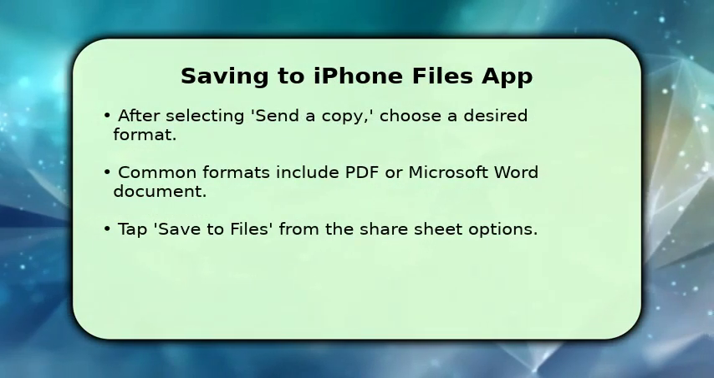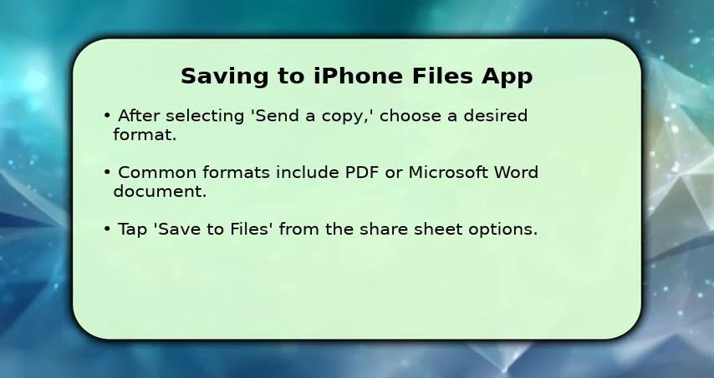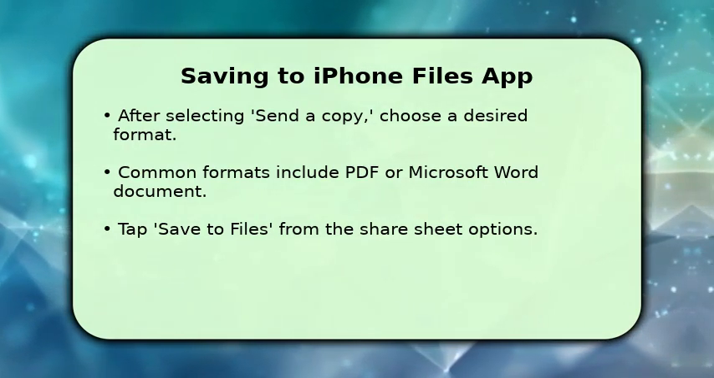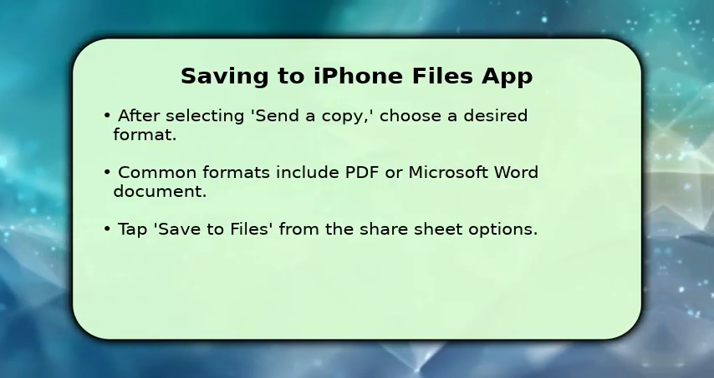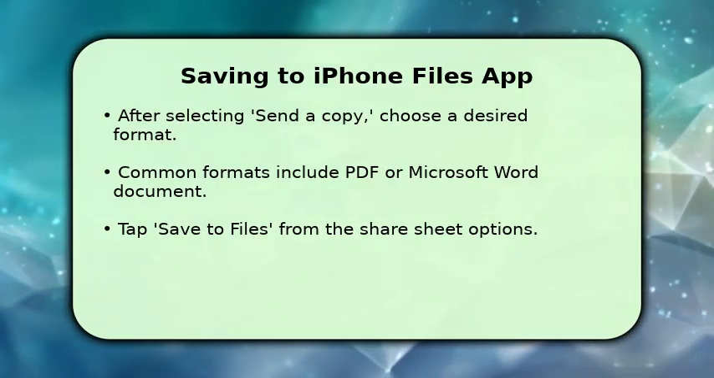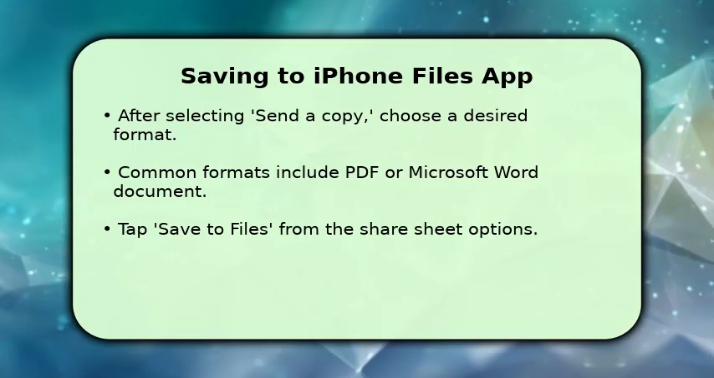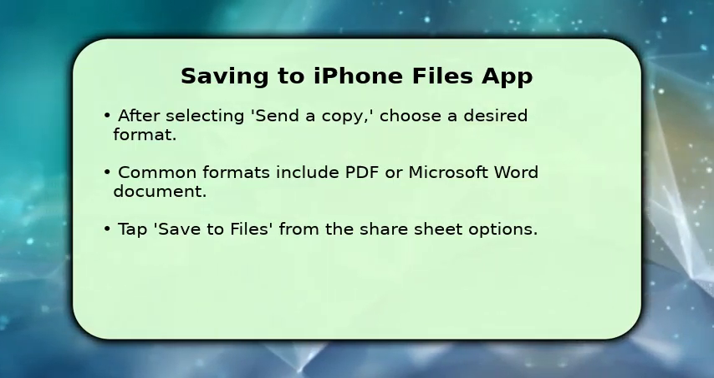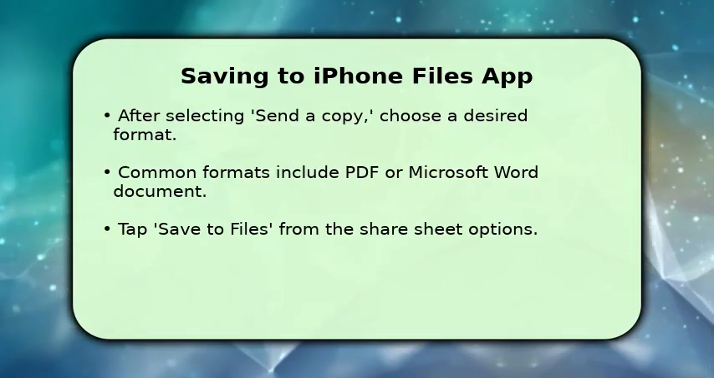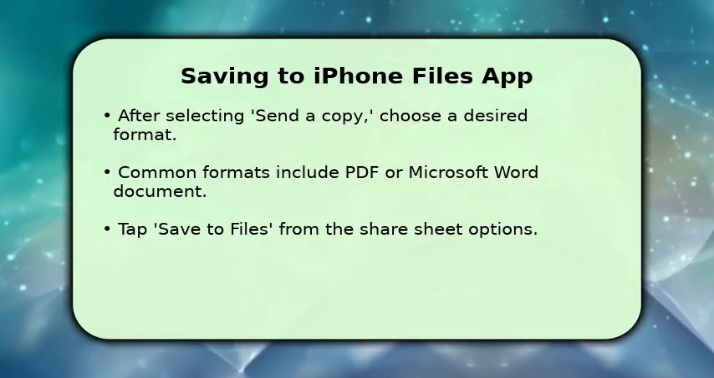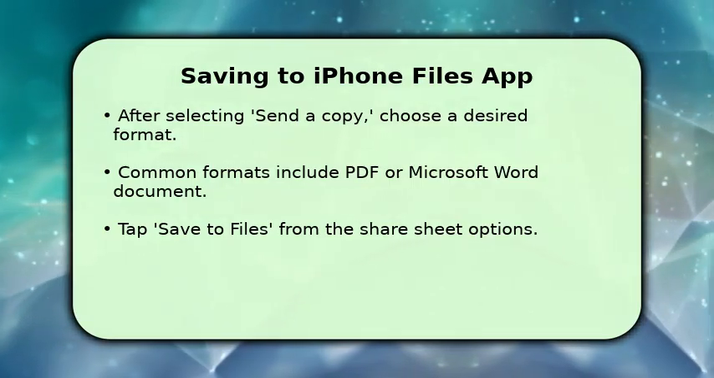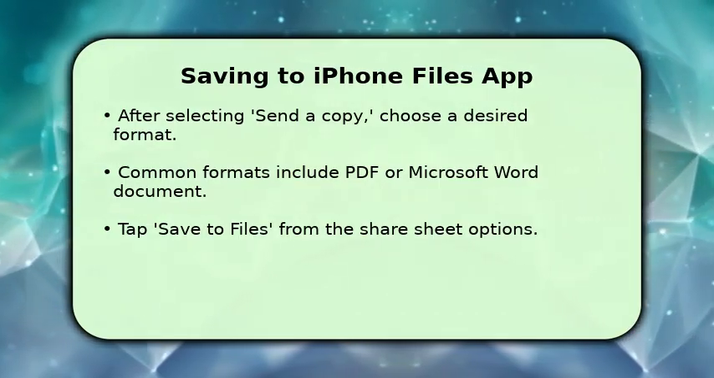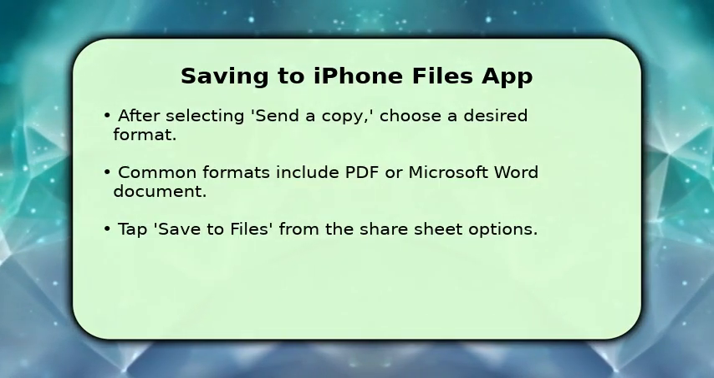Following the Send a Copy step, you will be prompted to choose a format for your document. Popular choices include a PDF or a Microsoft Word document, ensuring broad compatibility. After selecting your preferred format, a share sheet will appear. Look for and tap the Save to Files option. This will open your iPhone's Files application, where you can then select a specific folder, such as On My iPhone or Downloads, to store your document securely. This makes it easily retrievable later.